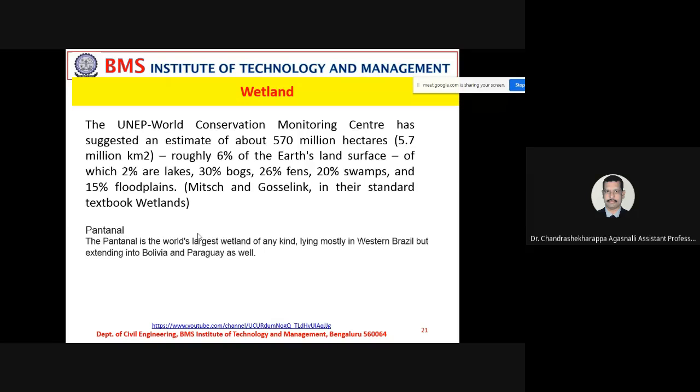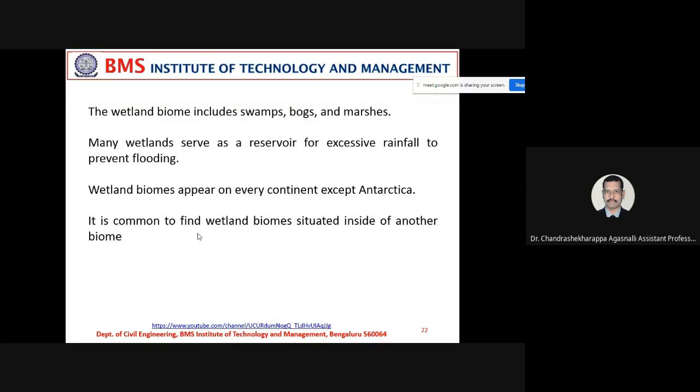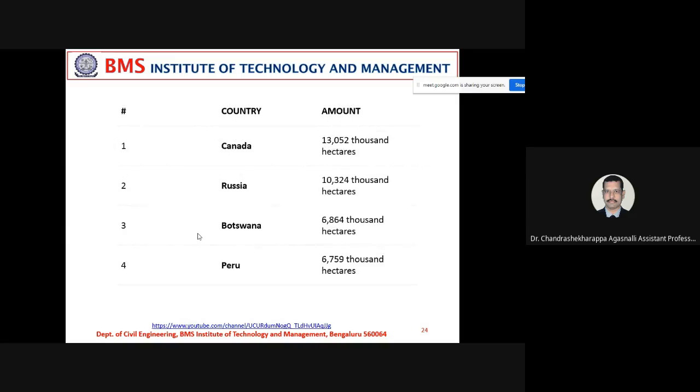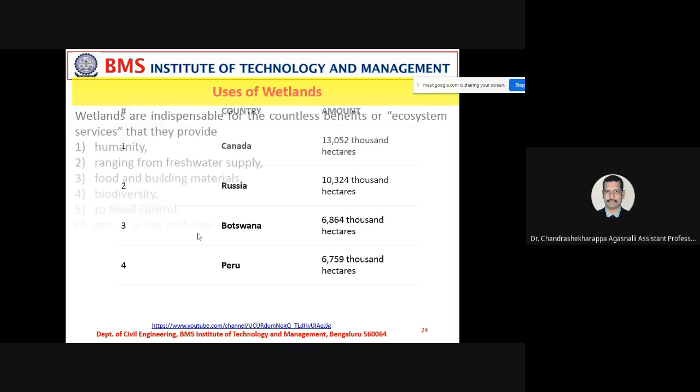The world's largest wetland is the Pantanal, lying in western Brazil and also extending into Bolivia and Paraguay. Where are wetlands most widely covered? Canada has 13,000 hectares, and Russia, Botswana, and Peru also have large wetlands.